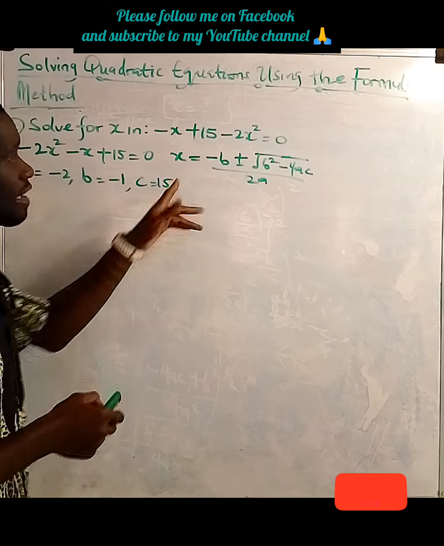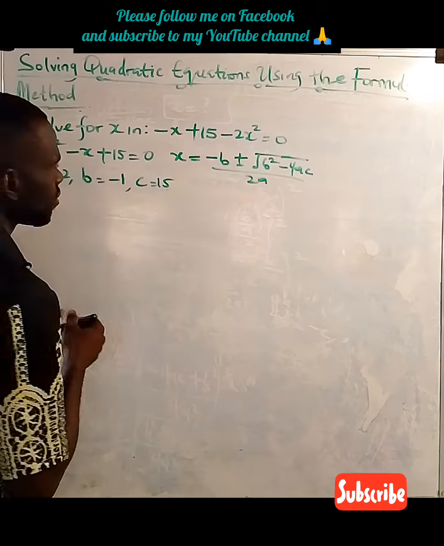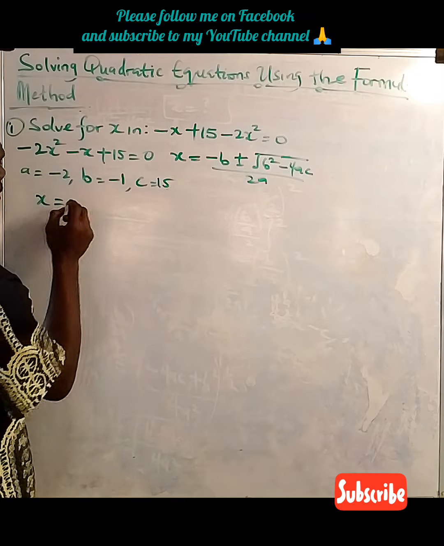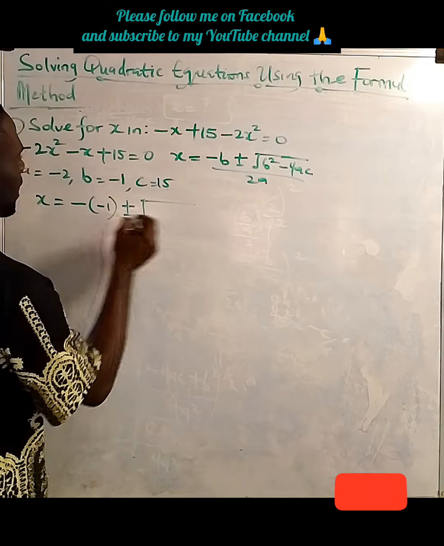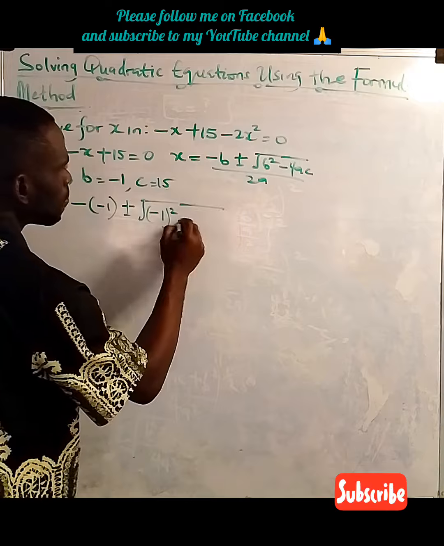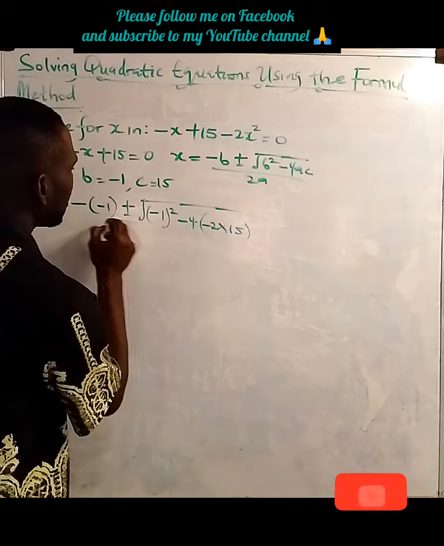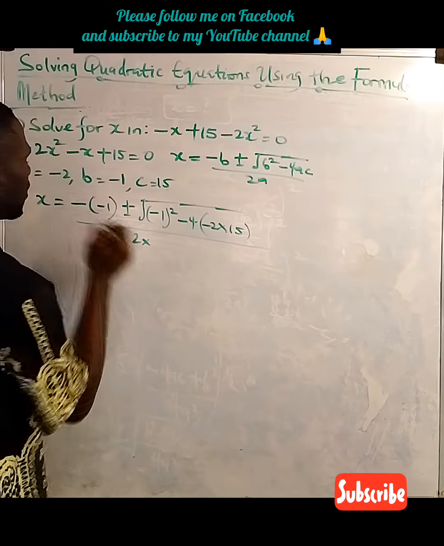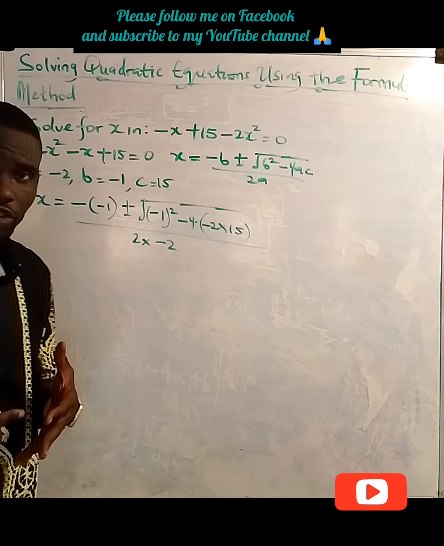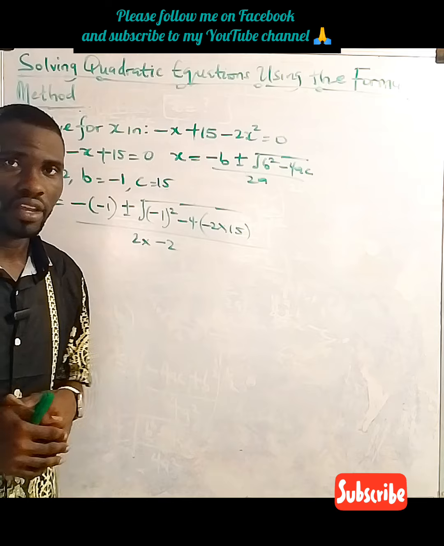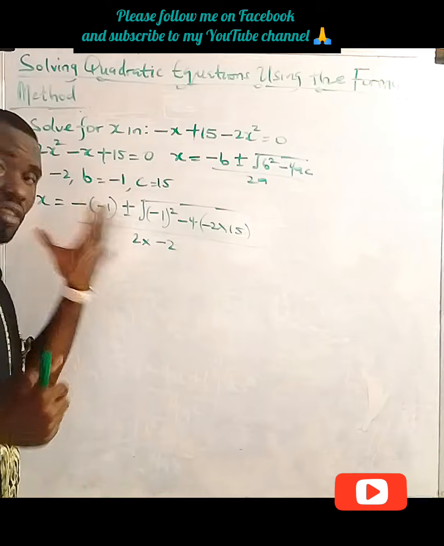The next thing you're going to do is get the values of x. You're just going to fit all of this into the formula we have up here. So x is going to be -b, and b is -1, plus or minus the square root of b², which is (-1)², minus 4 times a, which is -2, times c, which is 15, all over 2 times a, and a is -2. Now, this formula is a simplified version of completing the square method. It's very simplified and very direct. There's hardly anything that cannot be solved using this formula method.